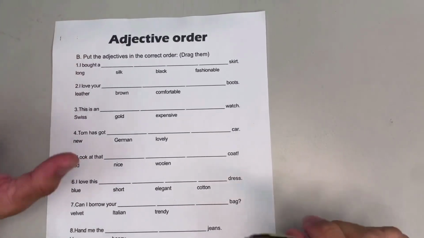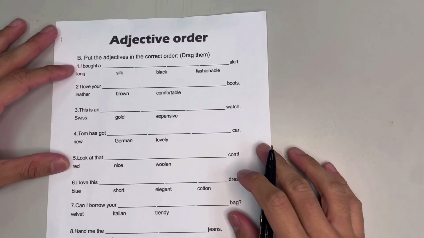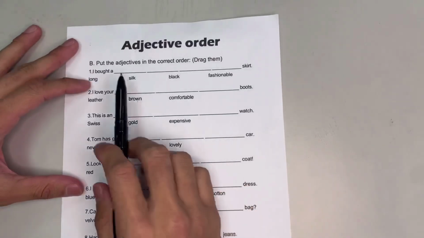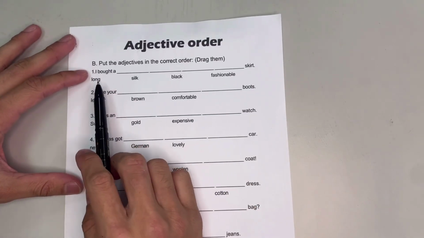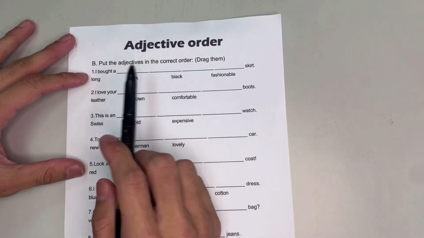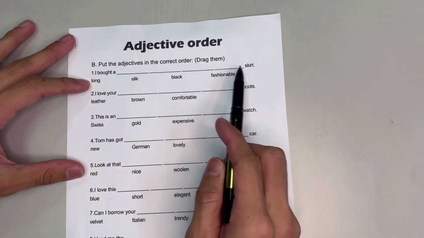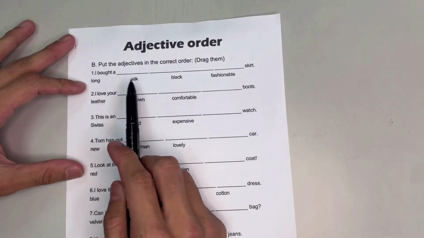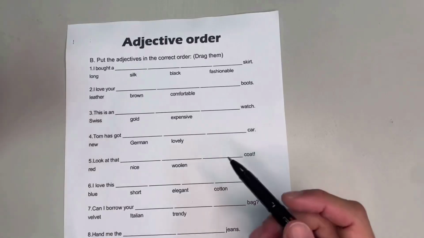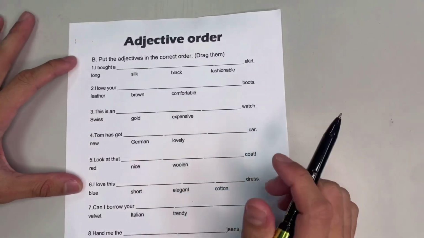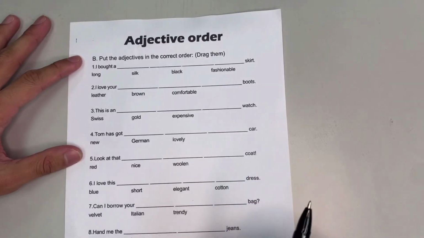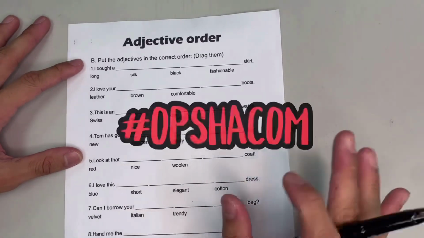Okay, now we are going to look at the adjective order worksheet. As we have learned, we can use more than one adjective to describe a noun. For example, in question number 1, the adjectives are given and they are all scrambled up. I bought a blank, blank, blank, blank skirt. Long, silk, black, fashionable. So it's important that we learn how to arrange the adjectives in the correct order, mengikut susunan yang betul. And the best and easiest way for me is to follow the hashtag OPSHACOM rule.